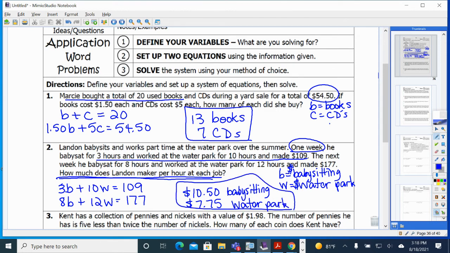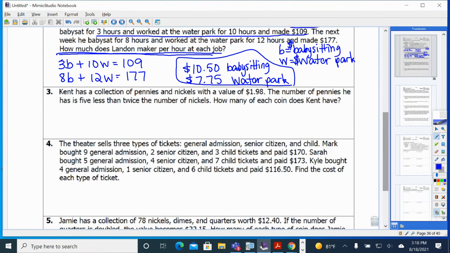Okay. Number 3. Kent has a collection of pennies and nickels with a value of $1.98. The number of pennies he has is 5 less than twice the number of nickels. How many of each coin does Kent have? We're talking about pennies and nickels. So I'm going to let P be pennies and N be nickels. And again, we're asking how many.